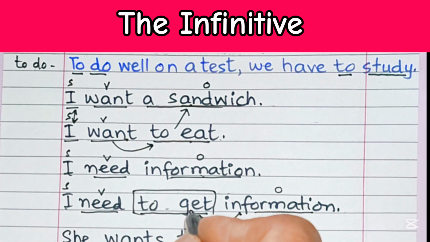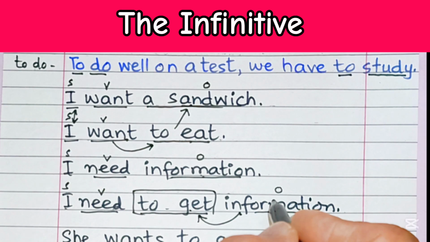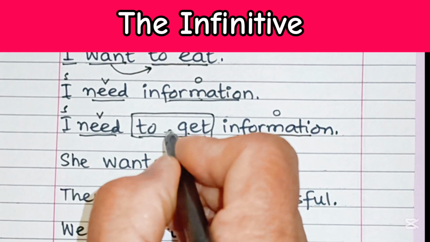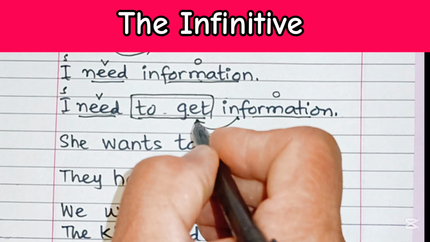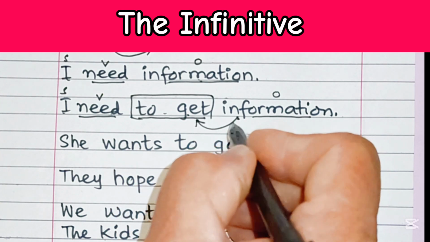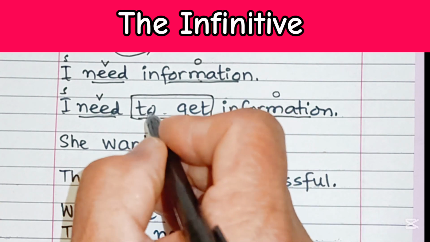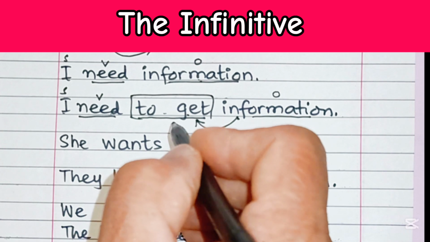I need to get what? Information. So this is actually controlling information. So information gets to be the object of the infinitive to get.